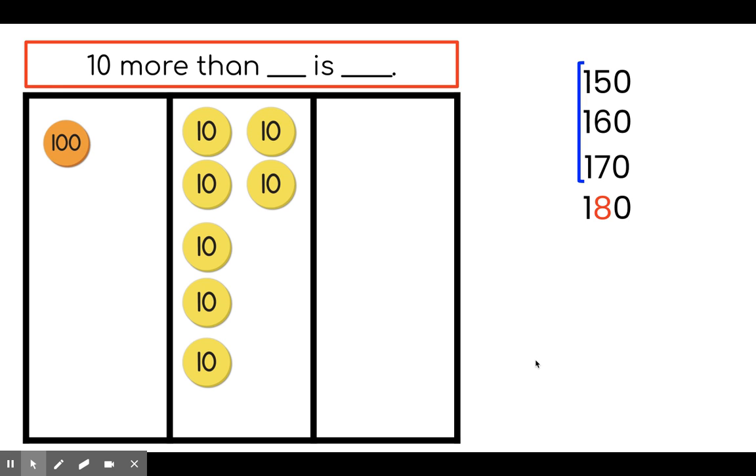Let's slide another 10 place value disc in and take a look. Were we correct? 100, 10, 20, 30, 40, 50, 60, 70, 80. 180. I can say it this way. 10 more than 170 is 180.